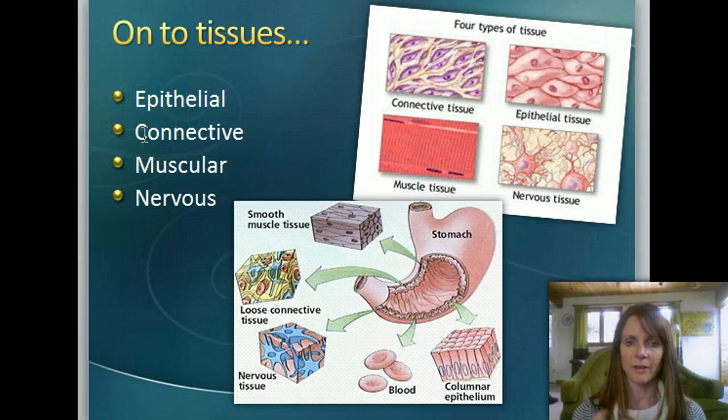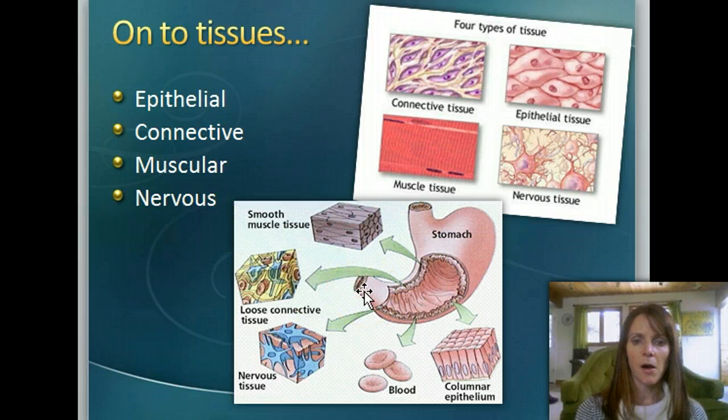Connective tissue, just as it says, is going to connect things. Muscular tissue, we know what muscles are. That's a type of tissue. And then nervous tissue, we also know a little bit about the nervous system and nerves, which you're going to get to know more about, but nervous tissue is another type of tissue. So 4 different types of tissues that you need to understand.